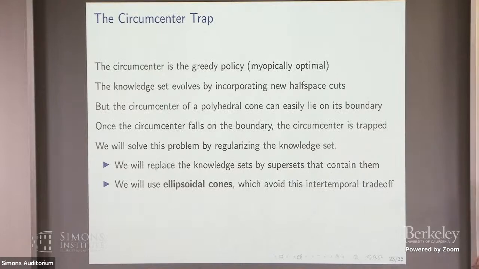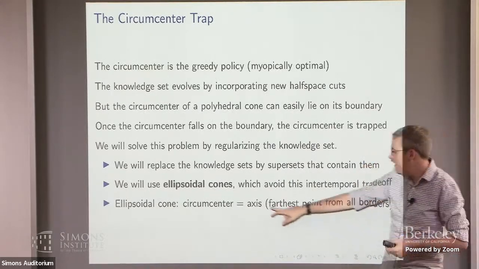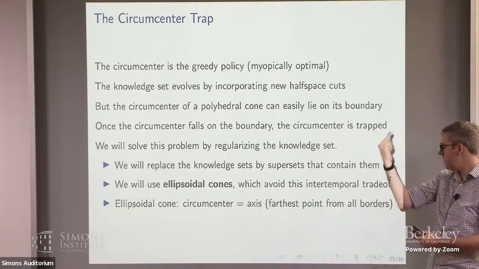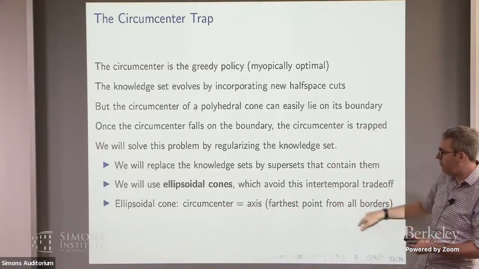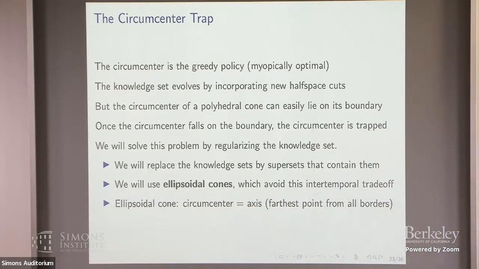And why are ellipsoidal cones nice? Because now if you think of my set as an ellipsoidal cone, then my axis, which is the point furthest away from all boundaries, is also my circumcenter. So I don't have that trade-off between explore and exploit with these kinds of sets.